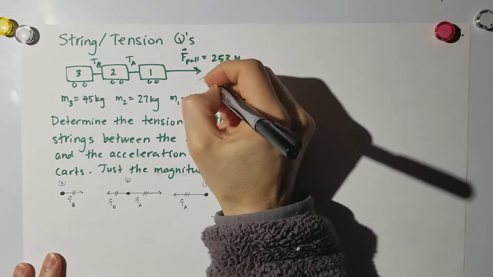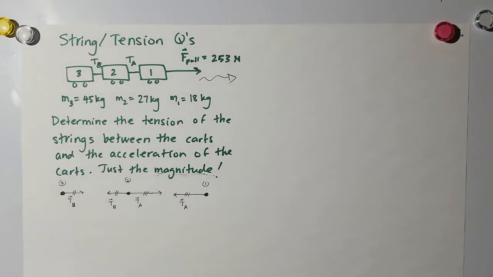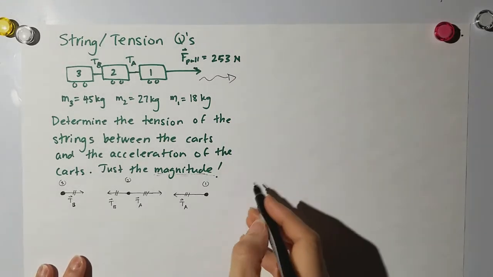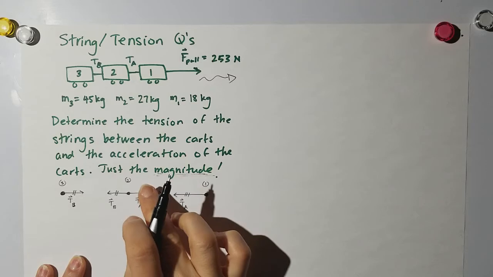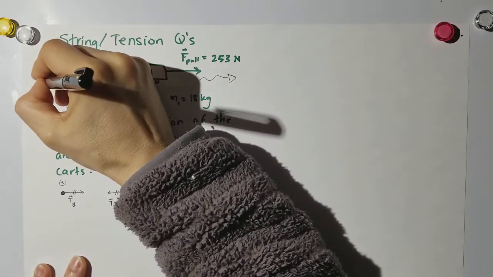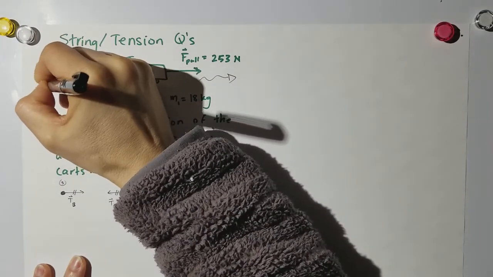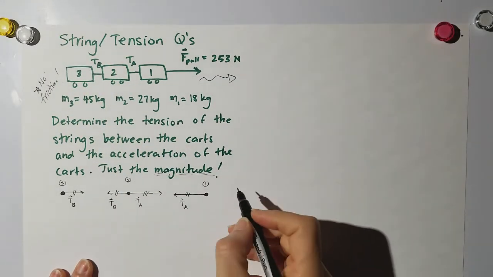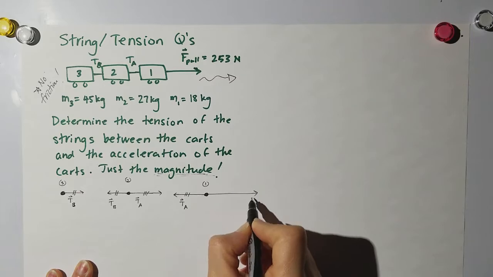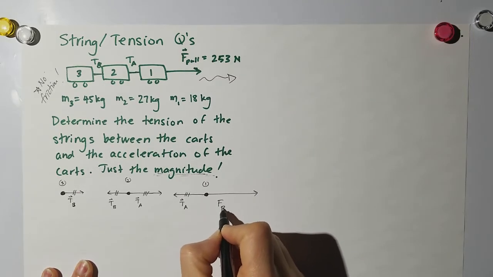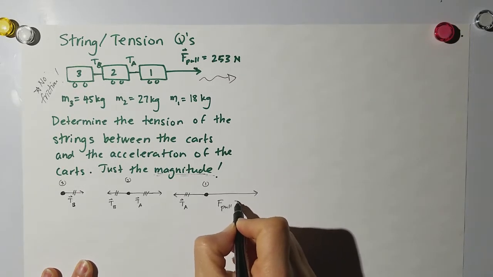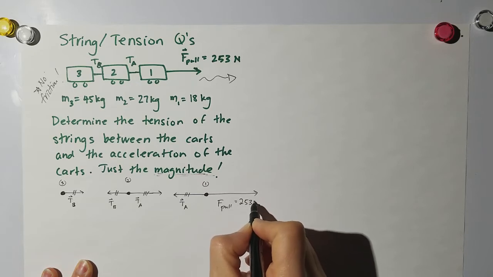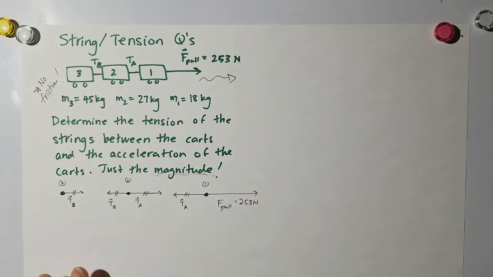Now, this whole cart system is moving to the right, or accelerating to the right, and there's no friction. I didn't say that here, but there's no friction. Okay, save that for grade 12. So here, I do know this. We can call this the force of the pull, and I know that is 253 newtons forward.